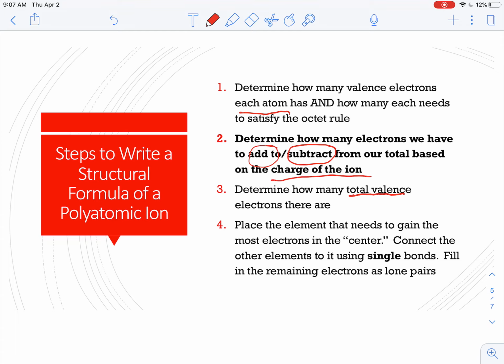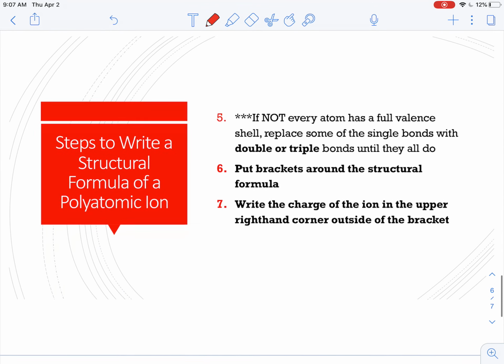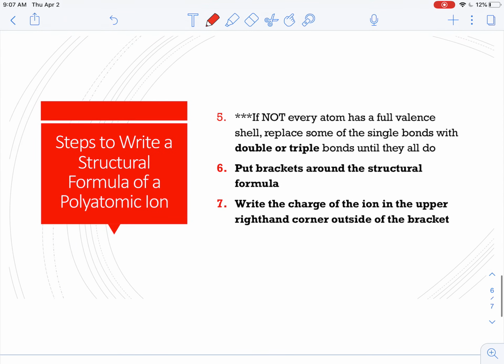From there, our next step is going to be connecting all of our atoms together using single bonds, just as we did previously. From there, we have to figure out, does each of our atoms have a full valence shell, satisfying that octet rule? If they do not satisfy the octet rule, then we have to go back and use our double and triple bonds to replace some of our single bonds.